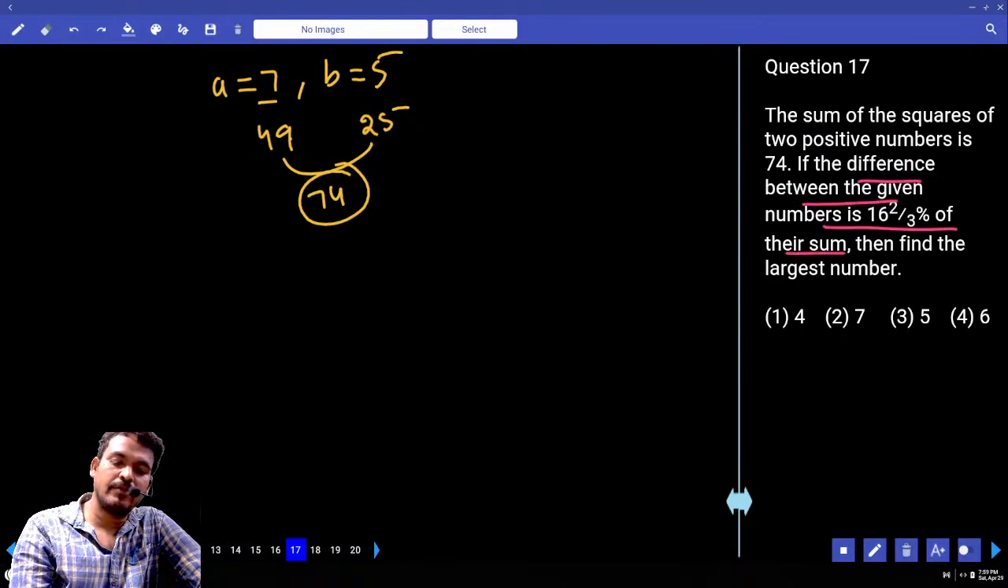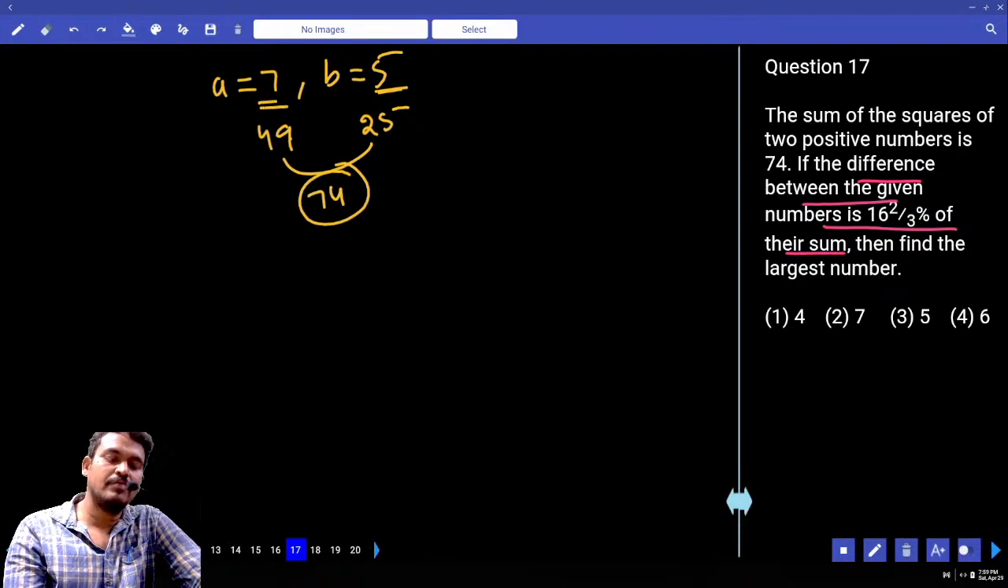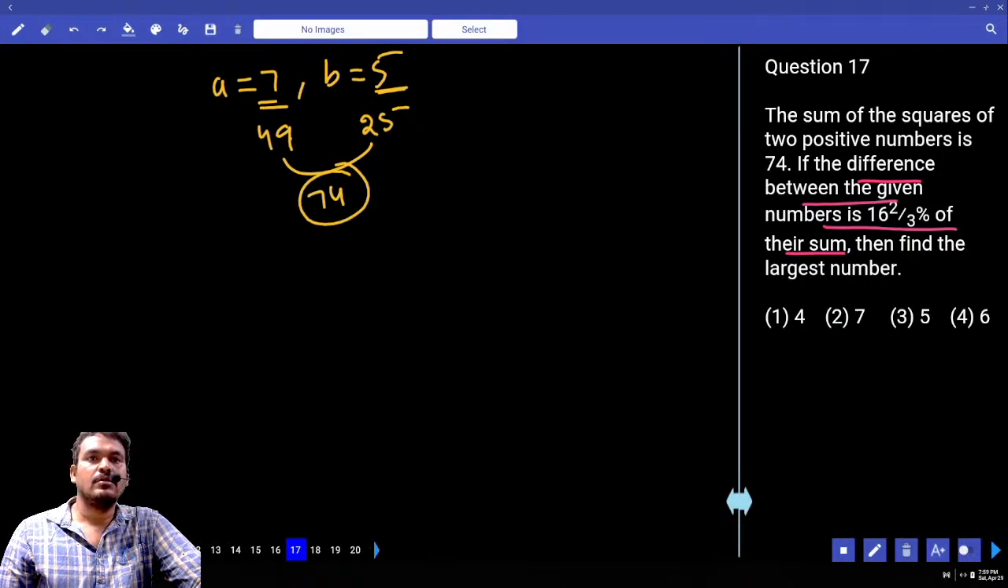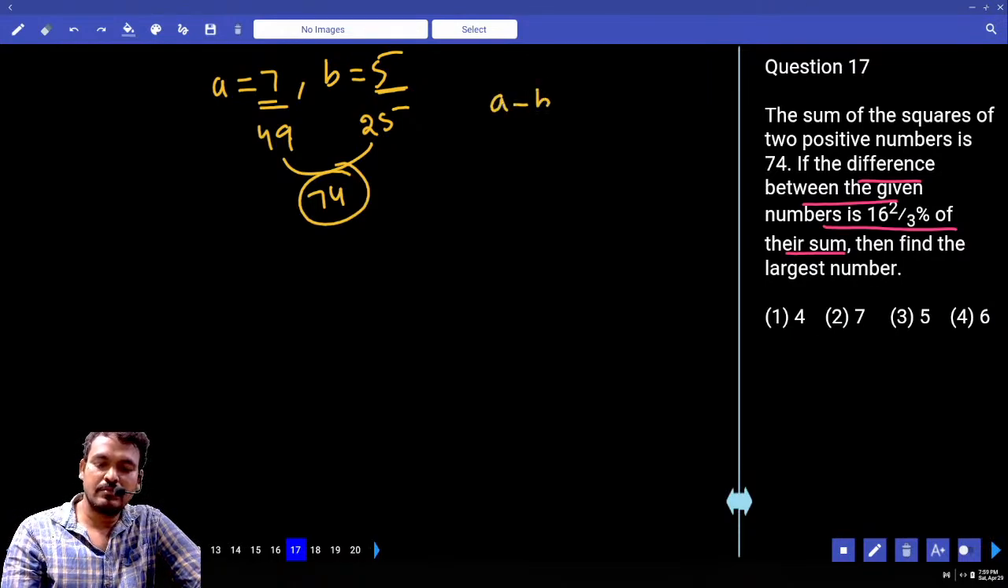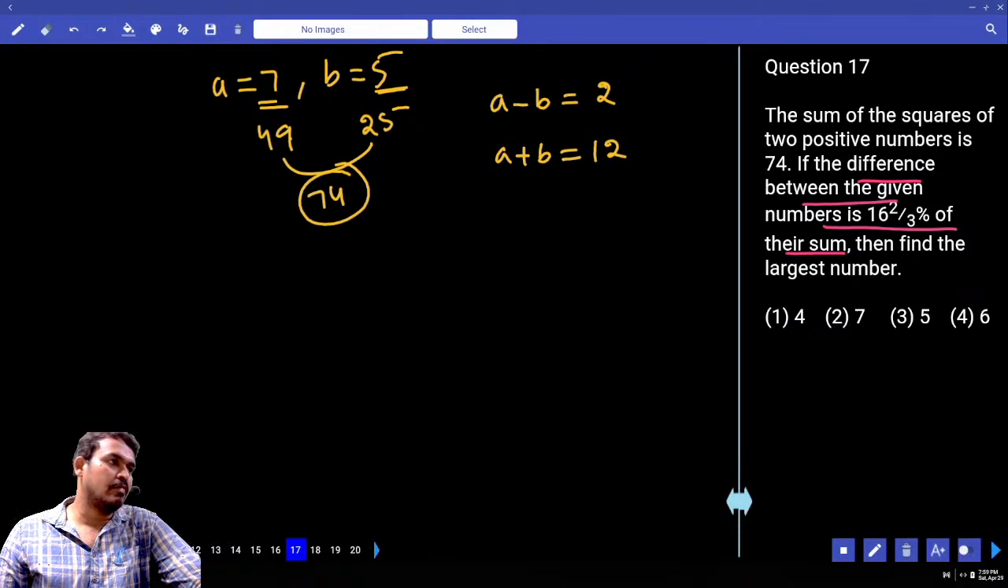The difference means the difference of 7 and 5, which is 2. What is the sum of 7 and 5? 12. 2 in 12 is how much fraction? 1 by 6. A minus B is 2, A plus B is 12, and 2 and 12 means 1 by 6. What is 1 by 6 as a percentage? 16 2/3%.